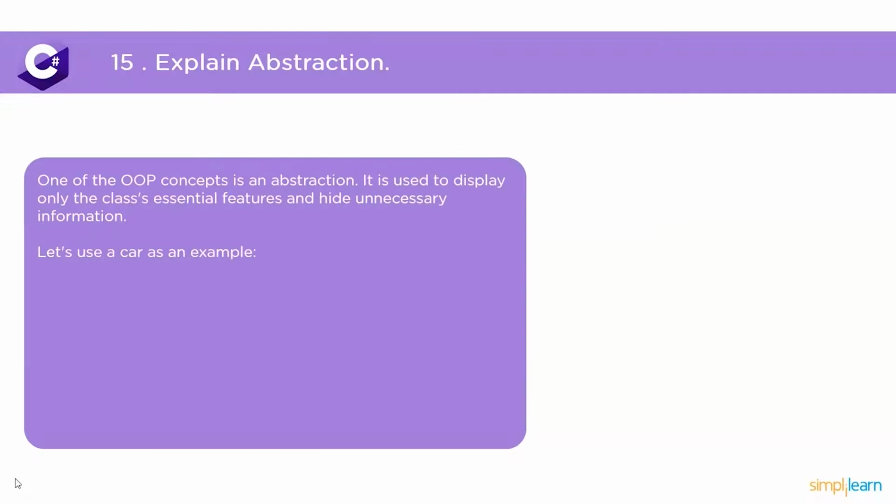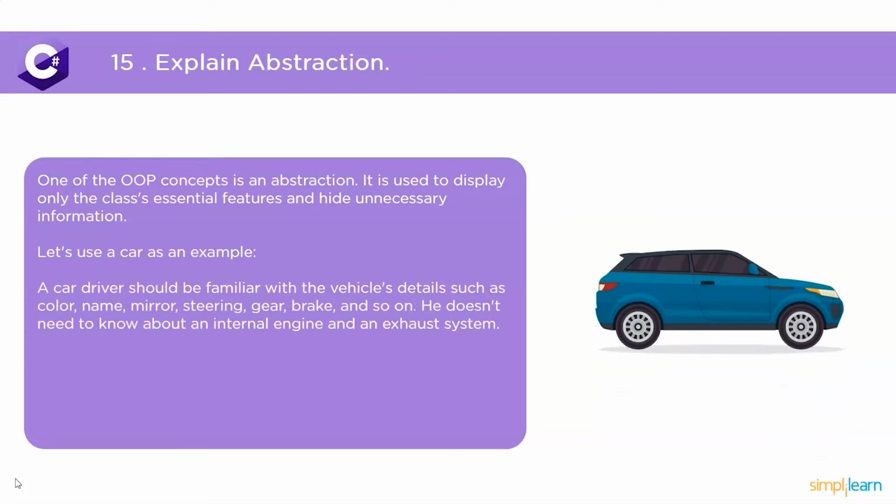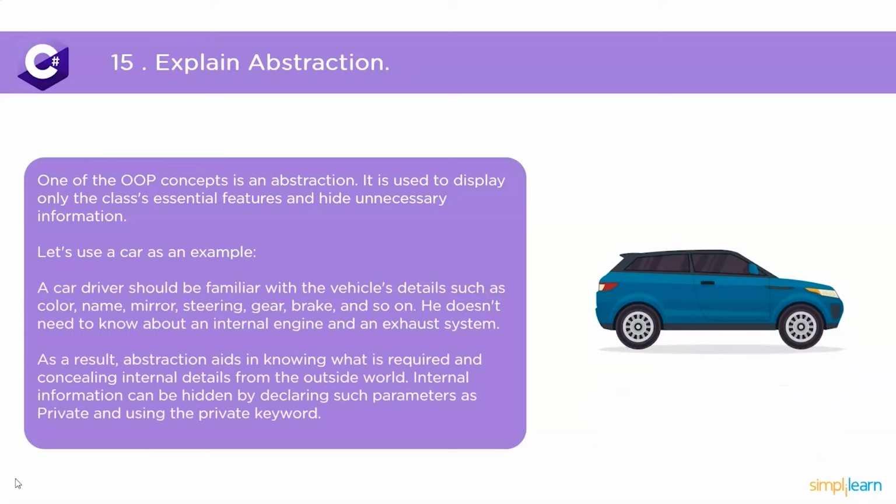Now the next question is, explain abstraction. One of the object-oriented concepts is abstraction. It is used to display only the class's essential features and hide unnecessary information. Let us use a car for an example. A car driver should be familiar with the vehicle's details such as color, name, mirror, steering, gear, brake, and so on. He doesn't need to know about the internal combustion engine and an exhaust system.